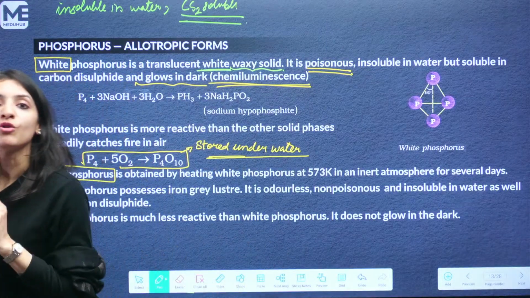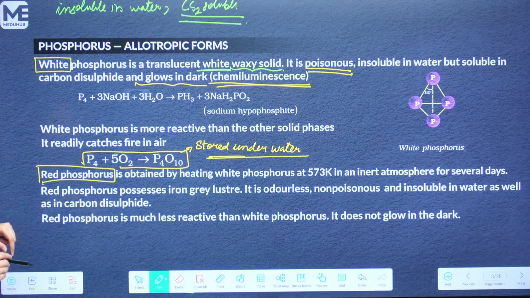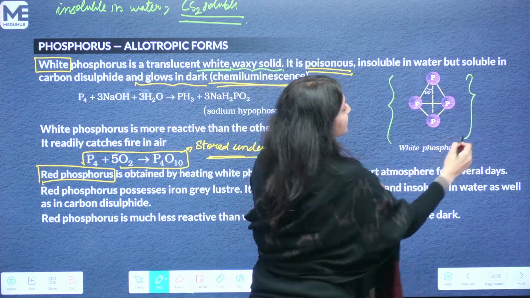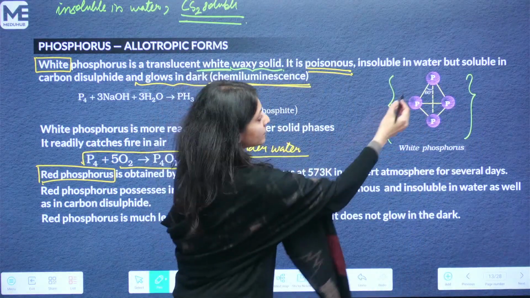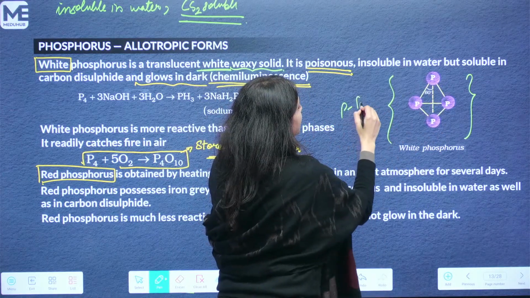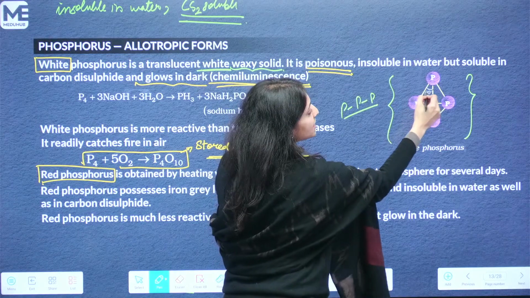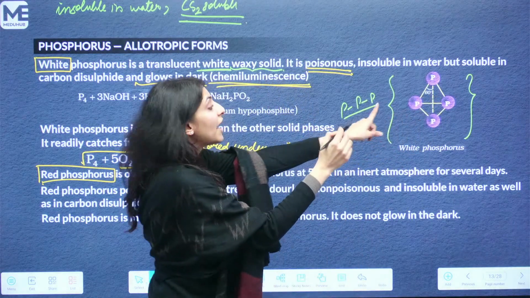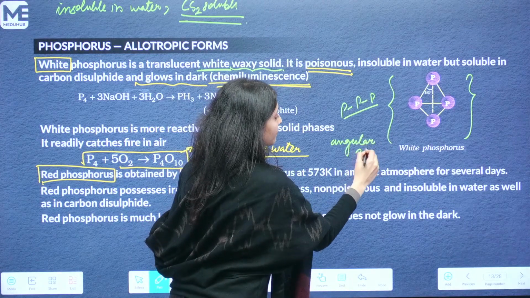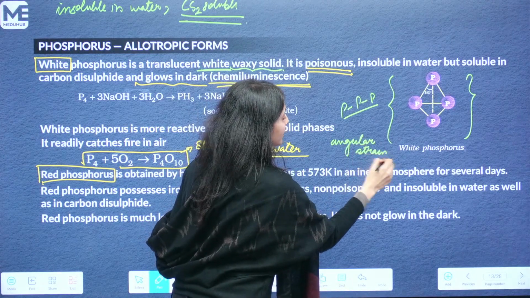For that we have to talk about the structure of white phosphorus. So the structure is this. It is a tetrahedral structure and the P-P-P bond angle is 60 degree. So there is a large angular strain because the angle is very small.